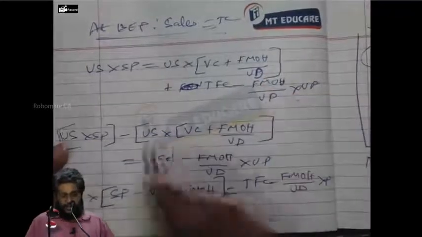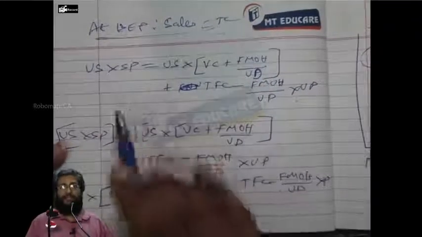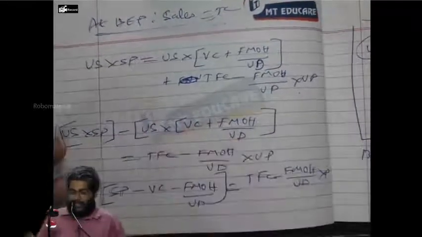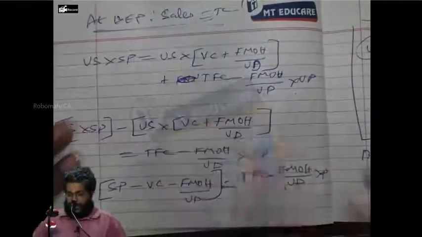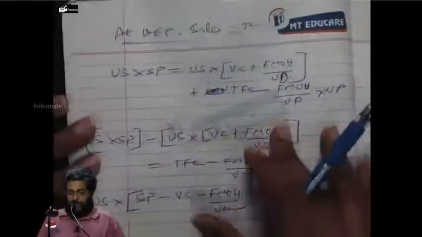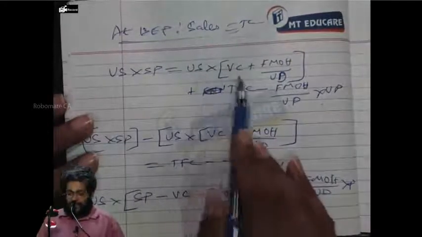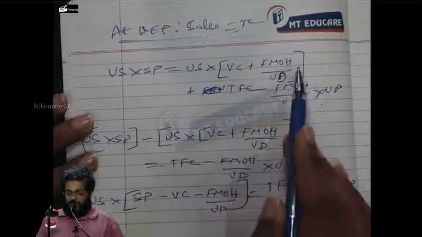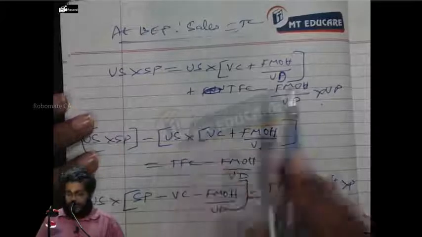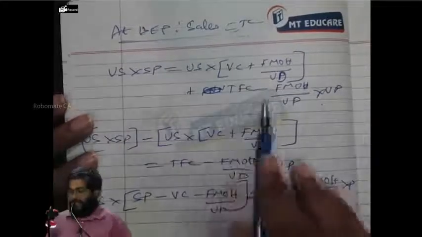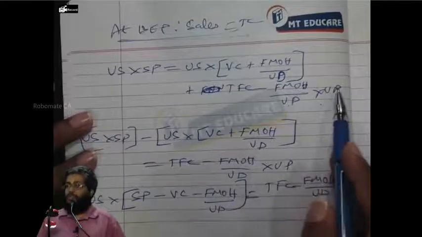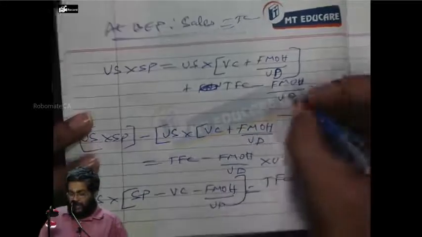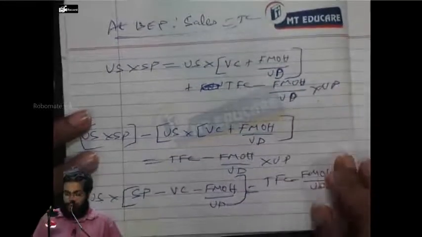Continue writing. Units sold into selling price is equal to, can you tell me what unit sold and selling price is? Sales. Is equal to, just now you wrote the total cost equation, unit sold into VC plus FMOH by UD. Last step, step C: plus TFC minus FMOH by UD into UP. Can I put it or not?